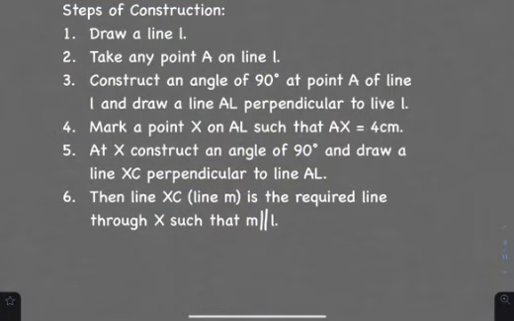Now, all the steps of construction which we did just now are listed out. We first drew a line L, took a point A on line L, then we constructed an angle of 90 degrees at point A, and we also drew a line AL perpendicular to line L. We marked a point X on AL such that AX is 4 centimeters. Then at X, we constructed an angle of 90 degrees again, and we drew a line XC perpendicular to line AL. Then line XC is the required line through X such that line M is parallel to L. I hope all of you have understood, children.